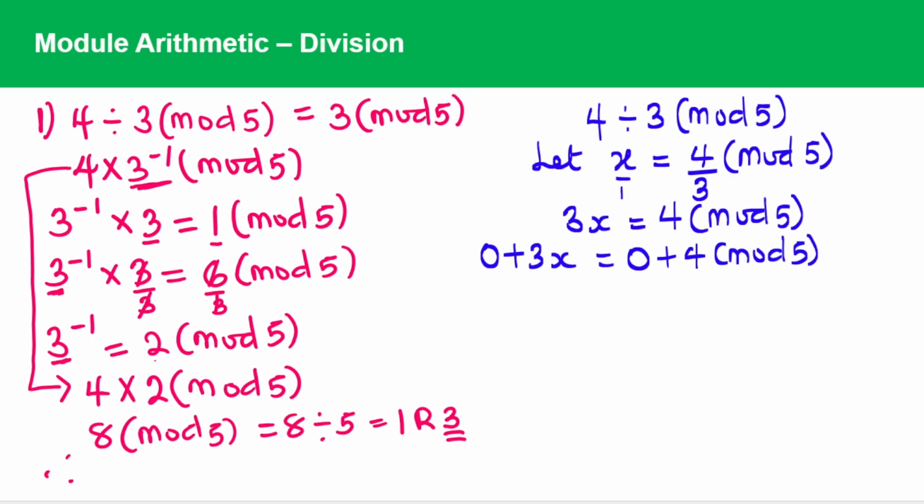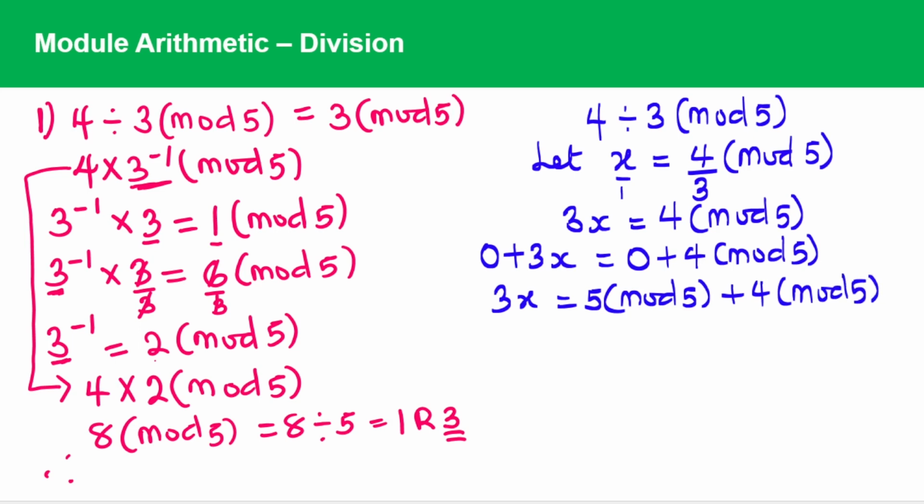After all, when 0 is added to any number, that expression remains unchanged. But why do we need to add 0, and what is the use of the 0 we have just added? The use of that 0 is this. On my left, 0 plus 3x will remain 3x. But on my right, I can rewrite this 0 in mod 5. So what is 0 in mod 5? Obviously, that is 5 mod 5. 0 is the same as 5 mod 5, then plus 4 mod 5.